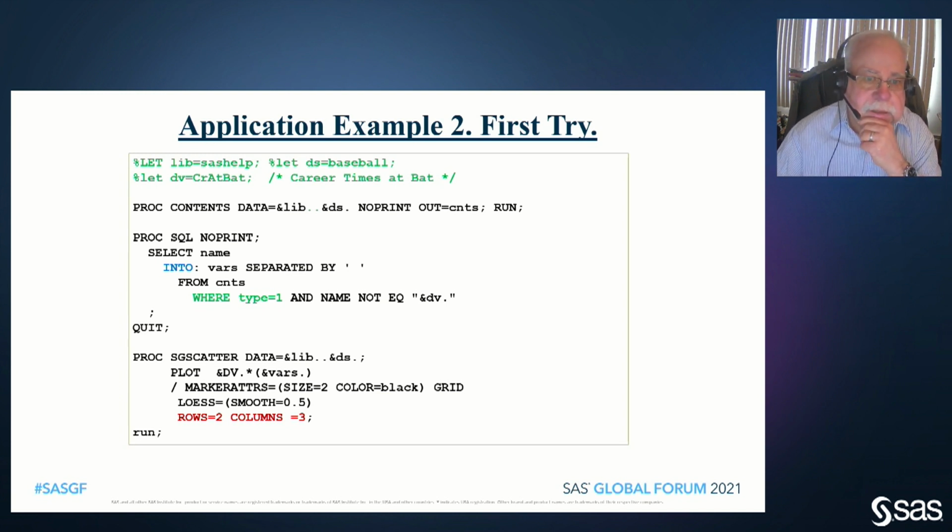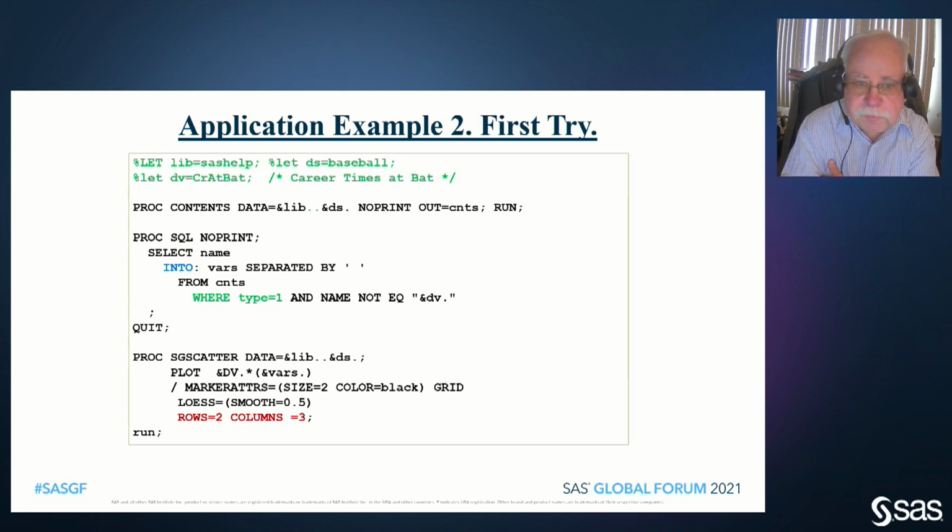I'm using the SASHELP data sets. Now, if you've never heard of SASHELP, it's available in all SAS applications, and it has a lot of interesting data sets to play around with and test your code. The data set I'm using here is the baseball data set. And the DV, the dependent variable, is CRAtBat, which is the career times at bat. That will be the y-axis, and the x-axis is going to be each independent variable.